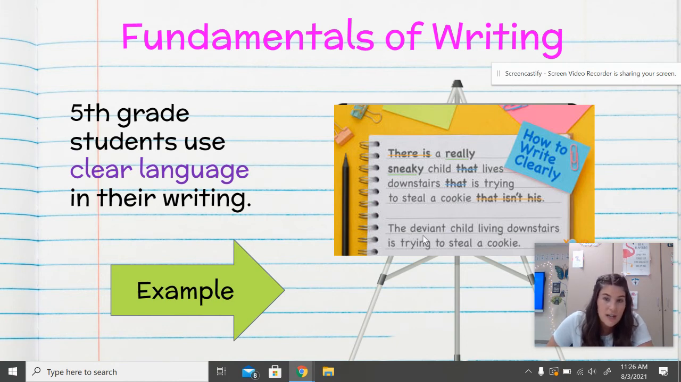They even used a more advanced word that says deviant. Instead of sneaky, they said deviant, which is a very advanced word. So they said the deviant child living downstairs is trying to steal a cookie. That is much clearer than this big, bulky sentence. So fifth grade students, we definitely want to practice using clear language, and we'll get better at that.